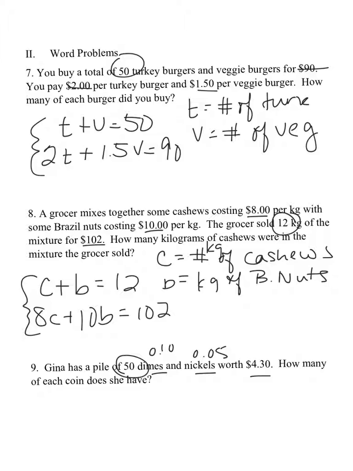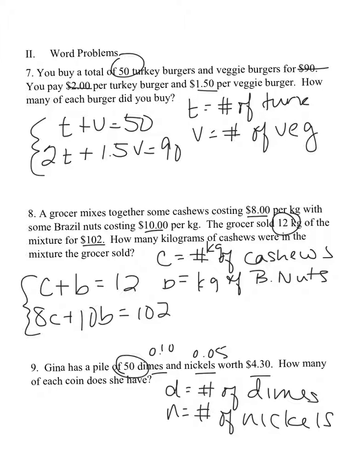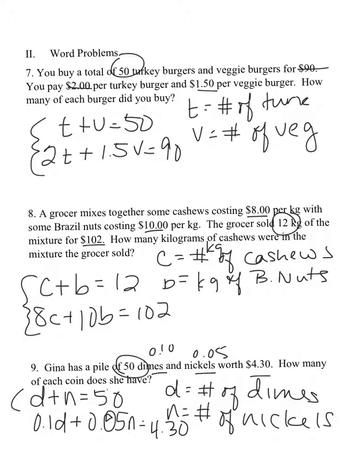And then the last one, you have 50 dimes and nickels. Again, we're going to make D equal the number of dimes, and N equal the number of nickels. So D plus N, the number of dimes plus the number of nickels, equals the total number of coins, so 50. And then value: 0.1D, 10 cents per dime, plus 0.05N, 5 cents per nickel, equals the $4.30. There's the system for the third one.